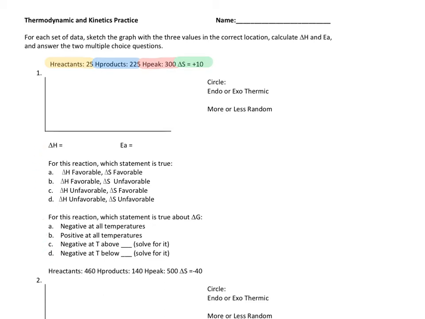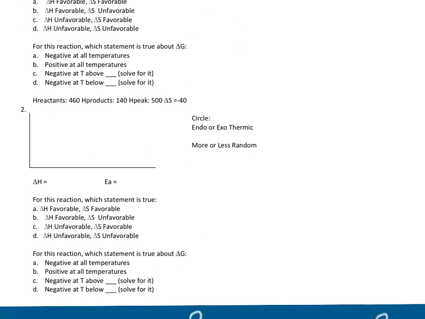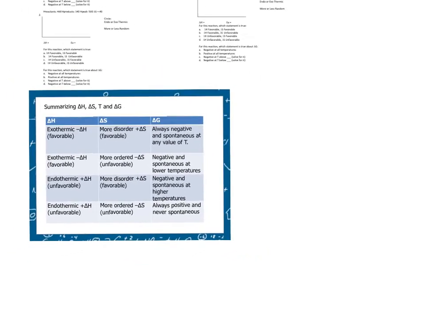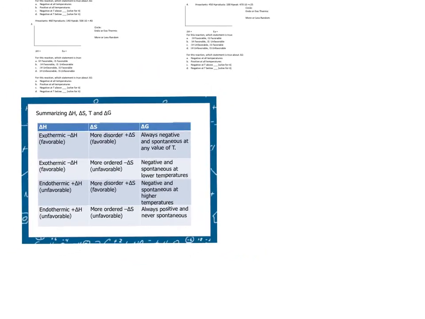And then you have two multiple choices here asking you what is true about the favorability of delta H and delta S and what's going to be true for delta G. So I'll make up two problems where I just make up these versions of numbers and answer these same questions regarding that. And I'm going to scroll down so I can look at this because this is the info that you should be looking at while you do these problems.